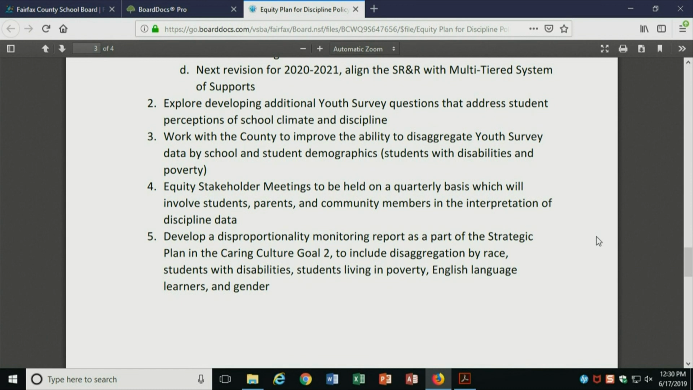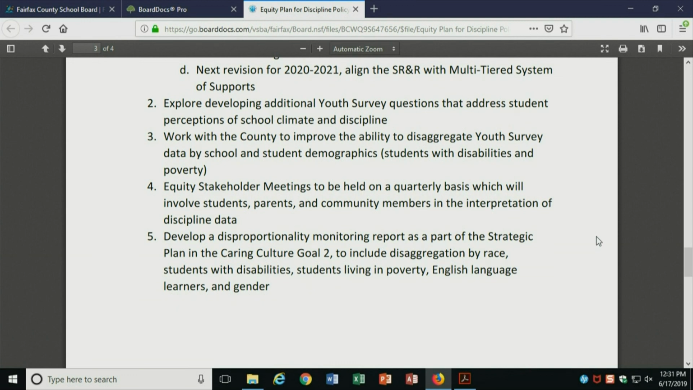That's connected to number 3, and if we're going to do that, we need to have a better way to disaggregate. We currently cannot disaggregate the youth survey by student demographics because it's not captured that way. So in particular, if we want to look at youth survey data and understand how students with disabilities are answering versus students in poverty, we're not able to do that currently. So moving forward, we need to find a way to do that, and also by school, because currently we have that by pyramid, but not necessarily by school. If we really want to get the type of data and begin to understand some of what you heard in the previous presentations, we don't have that currently with regards to student voice, which is number 2 and 3.